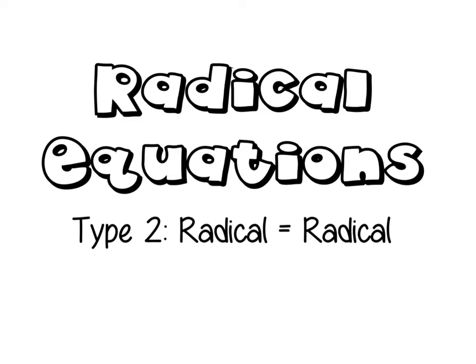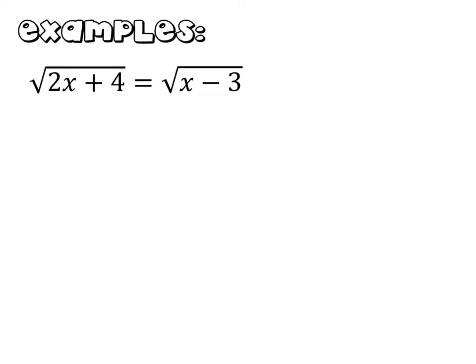The second type of radical equations we want to take a look at are the ones that have a radical equals a radical. As we look at these radical equations, we're going to stick to the ones that have the same index. So we're not going to look at ones that have like a cubed root equals a square root. Okay, we're going to stick to ones that have the same index.